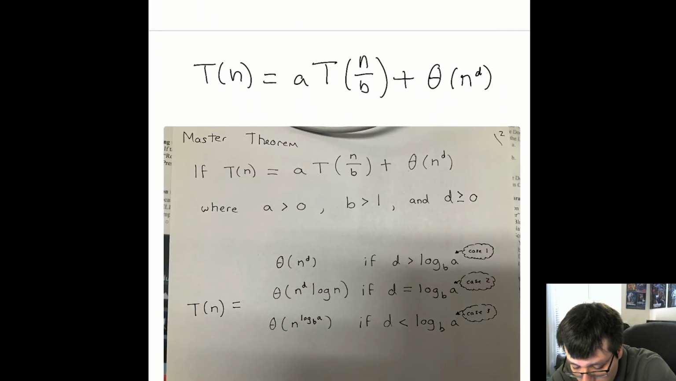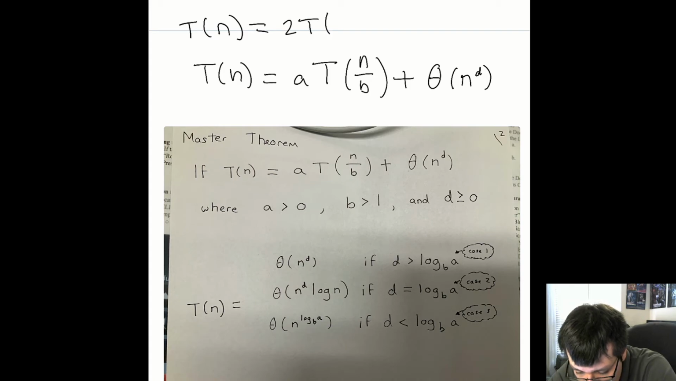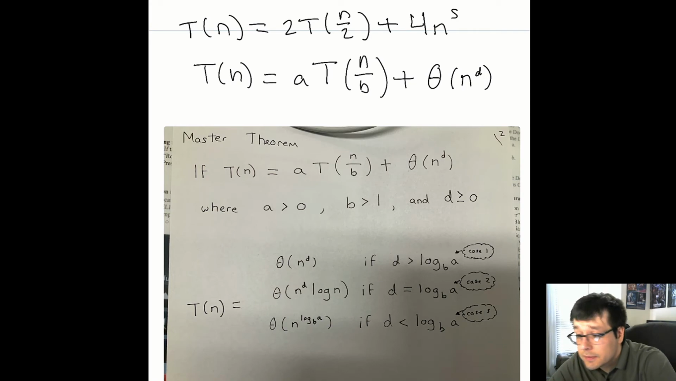So we could do something like T of n is equal to 2T of n divided by 2 plus 4n to the 5th power. Okay? I think that'll work just fine.